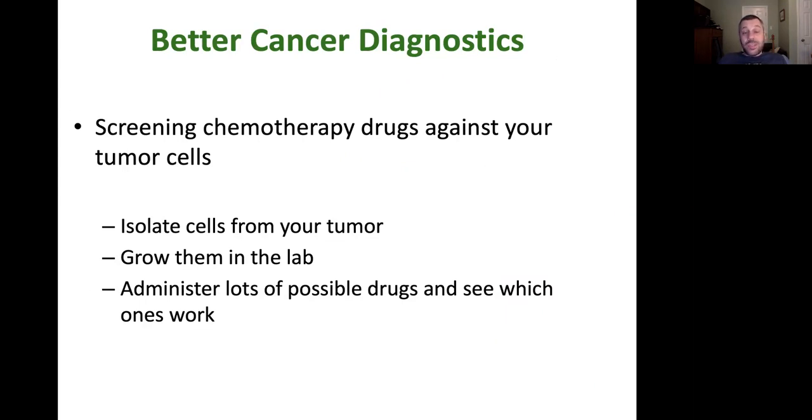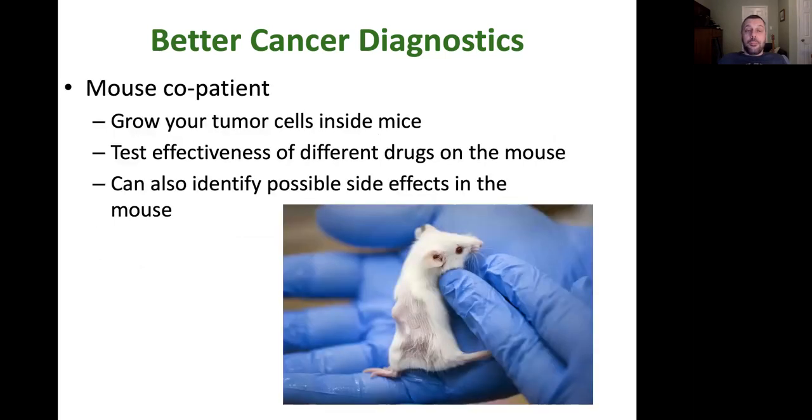Of course, cells grow differently in a dish than they do in the body, and that's led to cancer diagnostics and treatment using what is called a mouse co-patient. And this is a very similar idea. This time we're taking tumor cells from your personal tumor, but we're not growing them in a dish, we're growing them in a mouse. So this mouse has a lump on its back, as you can see, that is caused by some human tumor cells growing in there. And then you can test drug effectiveness on this mouse instead of a person, and hope that if there's any nasty side effects, you find out on the mouse before you find out on the person.